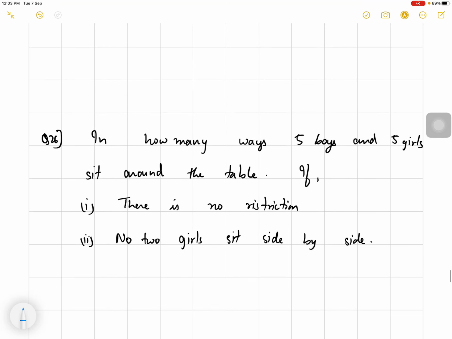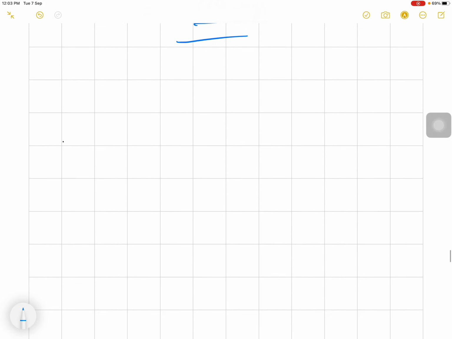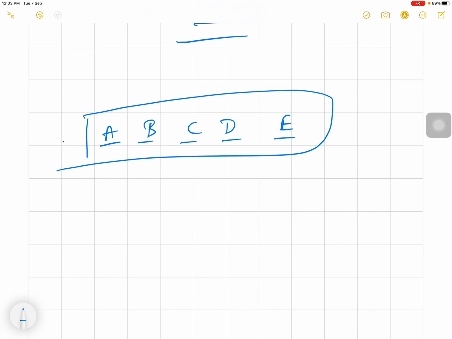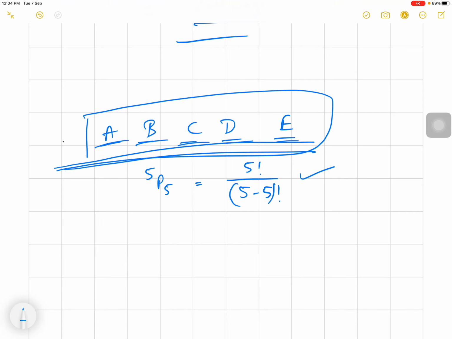In case of circular permutation, let me explain to you all first. Suppose there are 5 people and 5 places, 1 2 3 4 5. The people are A, B, C, D and E. When I ask you to find the permutation, in how many ways they can sit, when they are sitting in a row, this is 5P5. So 5 factorial divided by 5 minus 5 factorial. Correct? This is the answer because there are 5 people and there are 5 places. This is when they are sitting in one row. This is how you solve it.